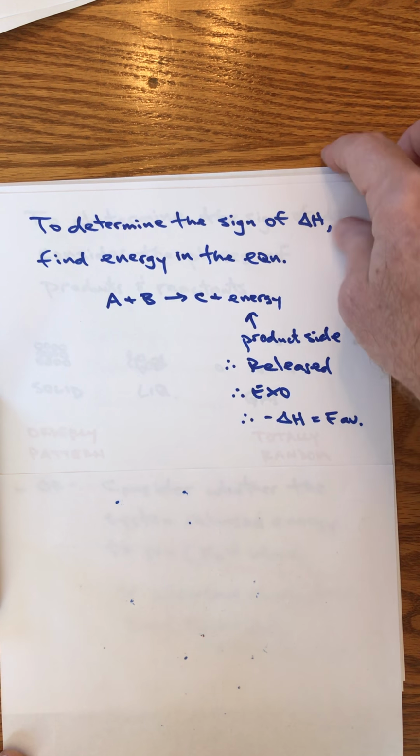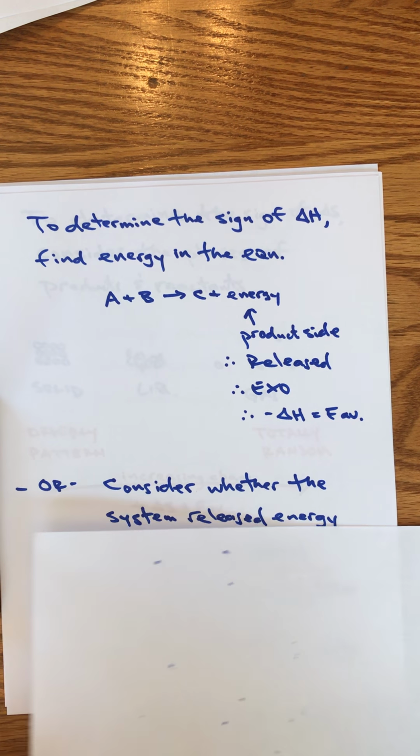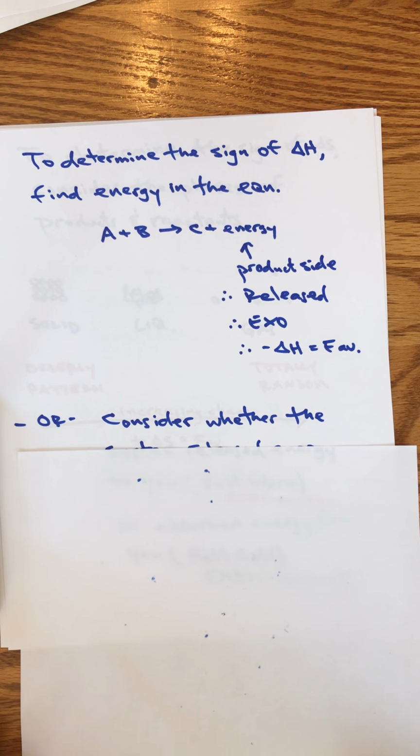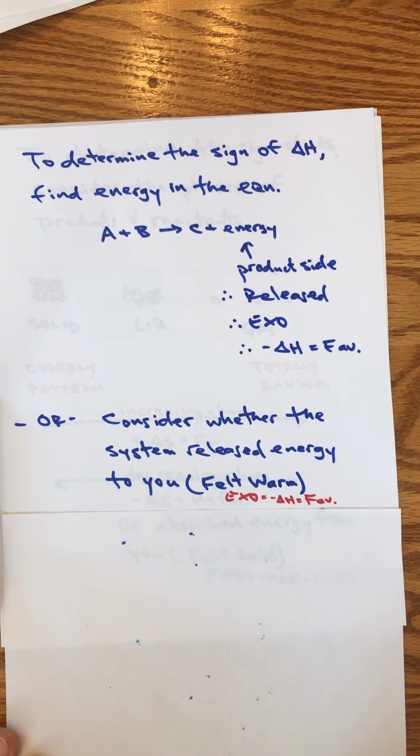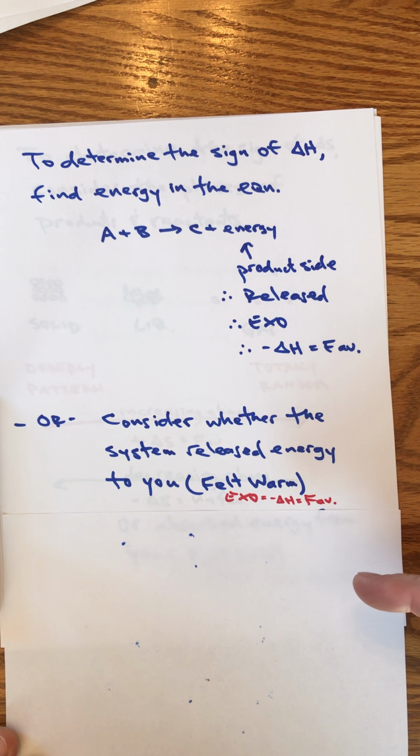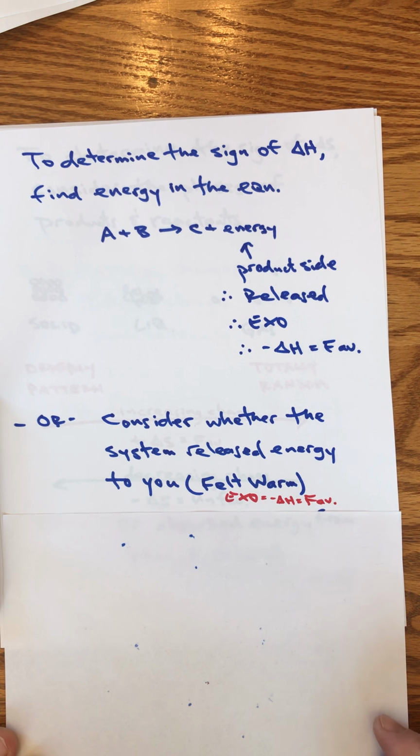And if they didn't have the equation with the energy term in it, you could always just consider the system. Did it get hot or cold? If it feels warm to you, the system is giving away energy. It's being exothermic. You're never part of the system, you're always part of the surroundings. So if the temperature's increasing, you feel that heat coming into you, that's an exothermic process, it's favorable.